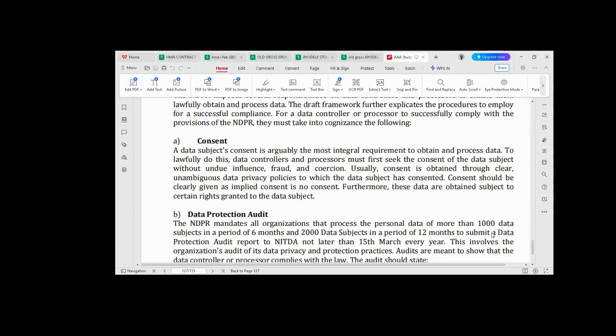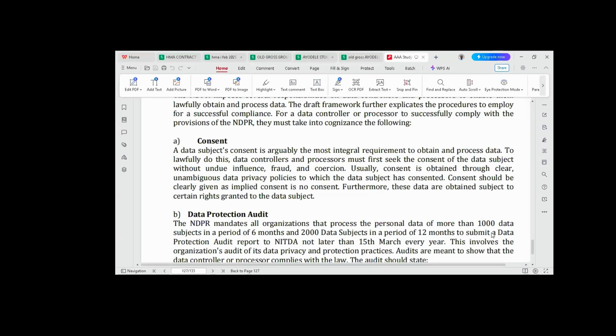So you must always seek consent before you decide to release client sensitive information. And the NDPR also has mandated organizations to ensure that once they have more than 1,000 data subjects in a period of 6 months, they should be able to do what? They should be able to carry out what's it called? Data protection audit.